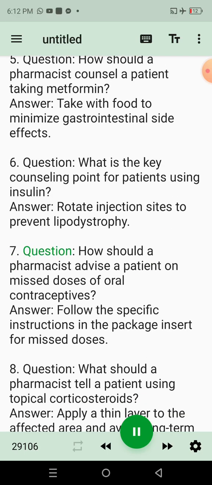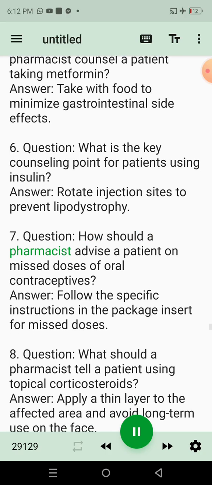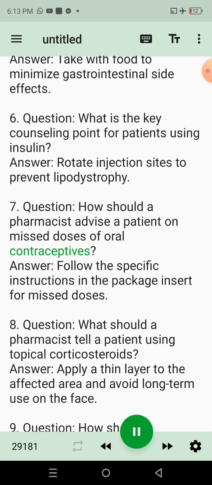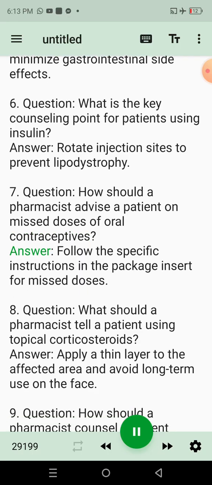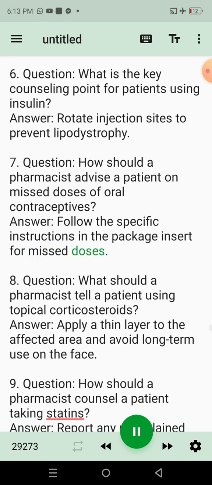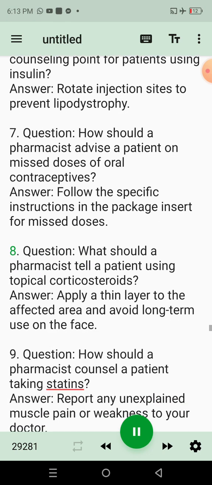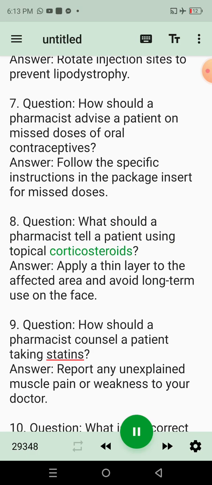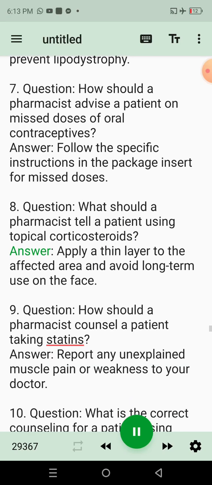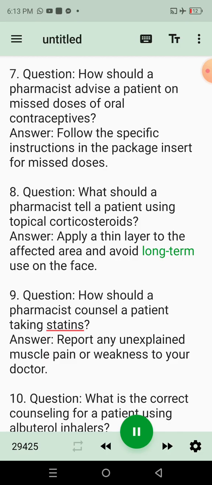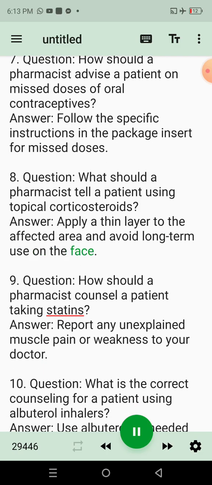7. Question: how should a pharmacist advise a patient on missed doses of oral contraceptives? Answer: follow the specific instructions in the package insert for missed doses. 8. Question: what should a pharmacist tell a patient using topical corticosteroids? Answer: apply a thin layer to the affected area and avoid long-term use on the face.